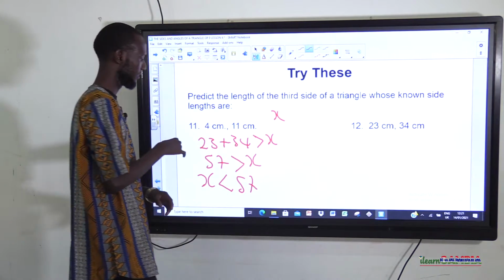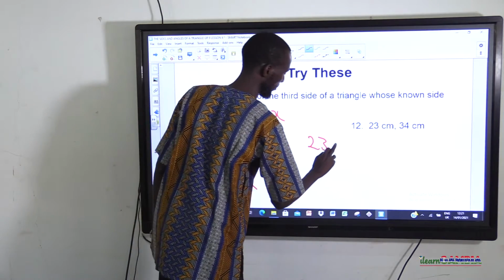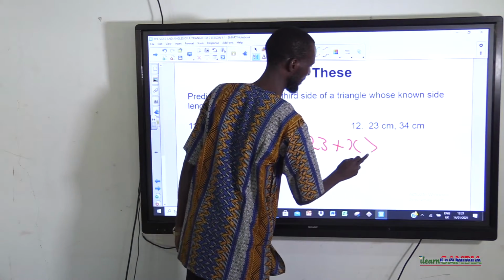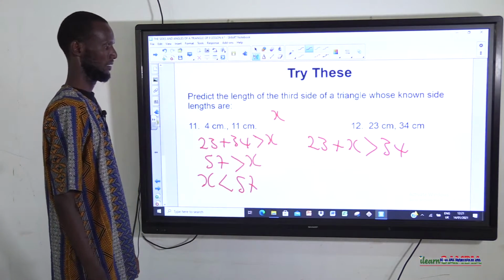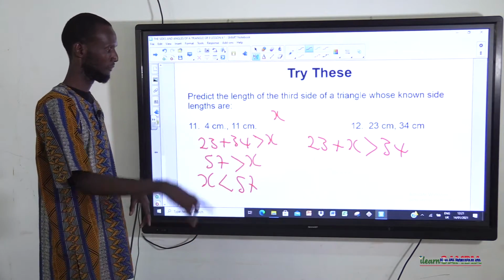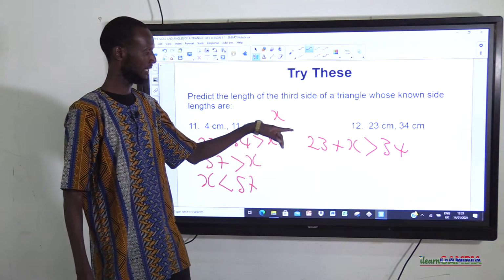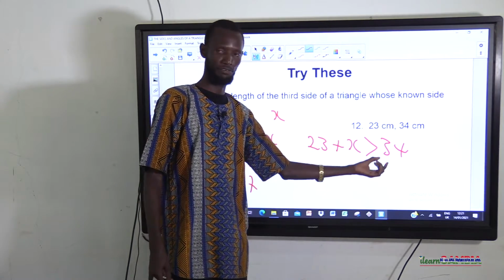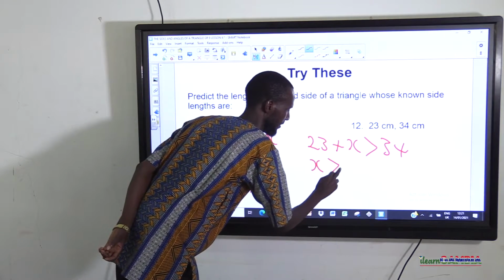Then also, if you now take the first side, which is 23, plus the third side, which is x by the way, that has to be greater than that 34. Okay? So now, what number can we put there? It means from here that whatever number we choose, it has to be greater than 11. Because if you put any number equal to 11 here, or less than 11, you won't get a sum which is greater than 34. So our x here would have to be greater than 11.